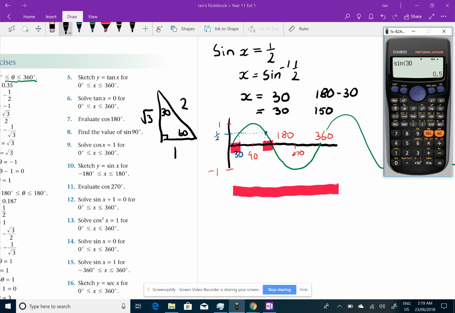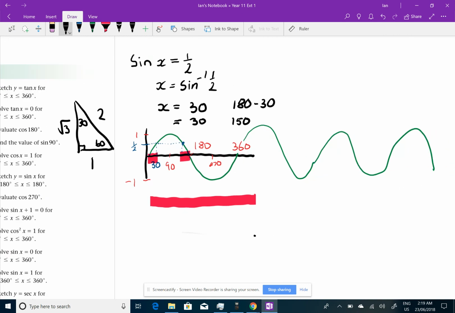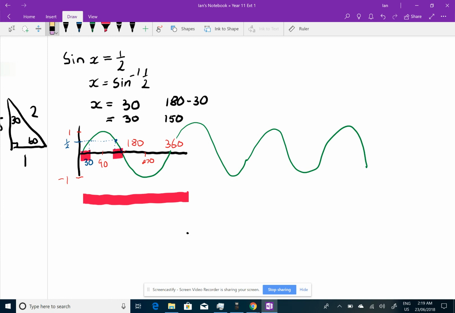Okay. Well, that's a sine curve. Let's make some notes about this, the steps that you need to do. So the first step is to find the acute angle.